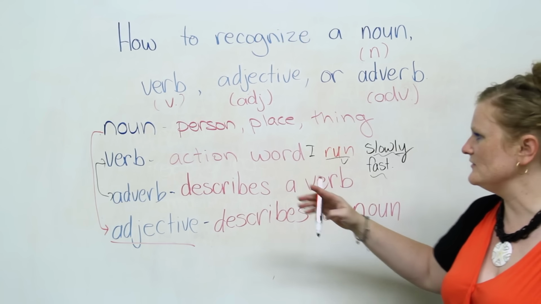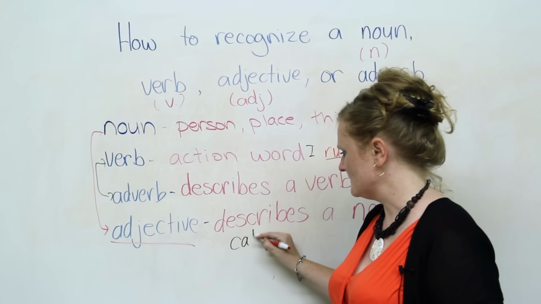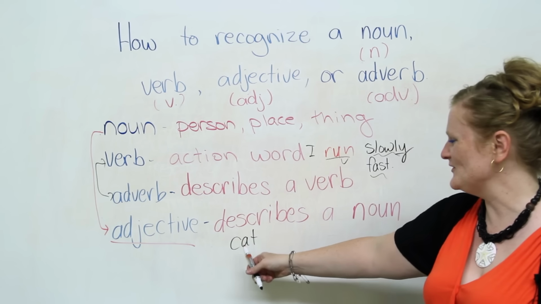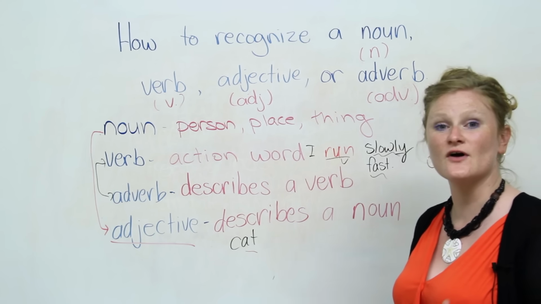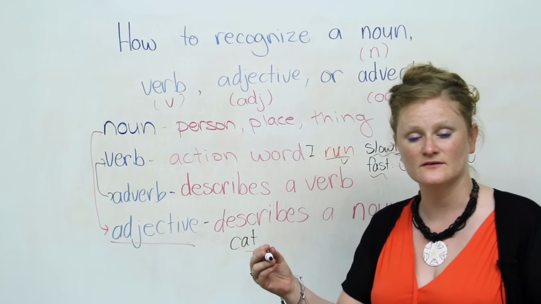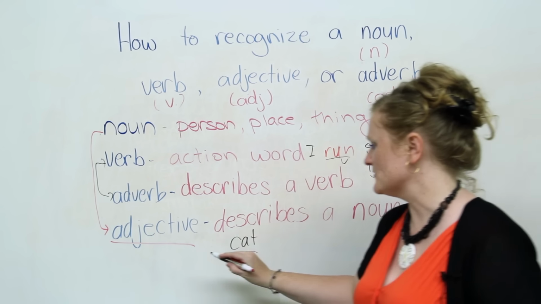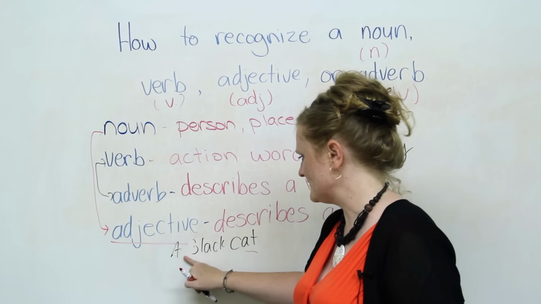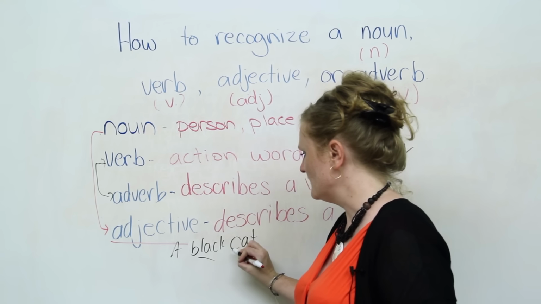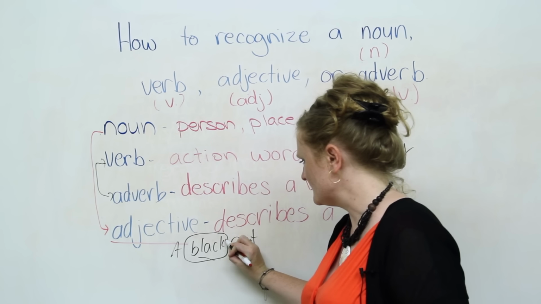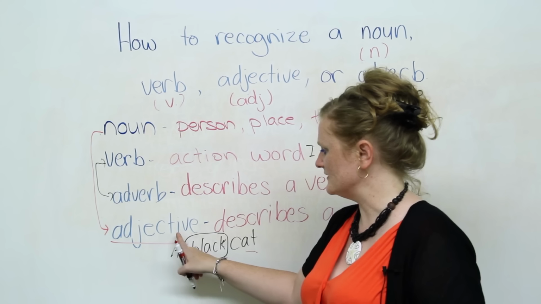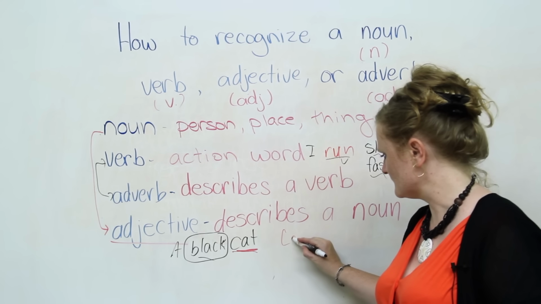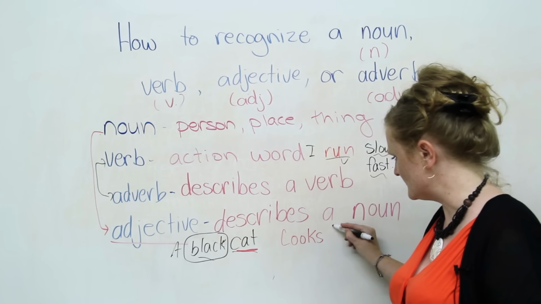So, if we use the noun of cat, don't you love cats and not dogs? If you use the word cat, you want to describe the cat. You can say color, or size, or shape. So I'm going to say, black cat. I don't need a capital here. So, in this sentence, the word black is my adjective because it tells me what the cat looks like. So you can think of what it looks like.